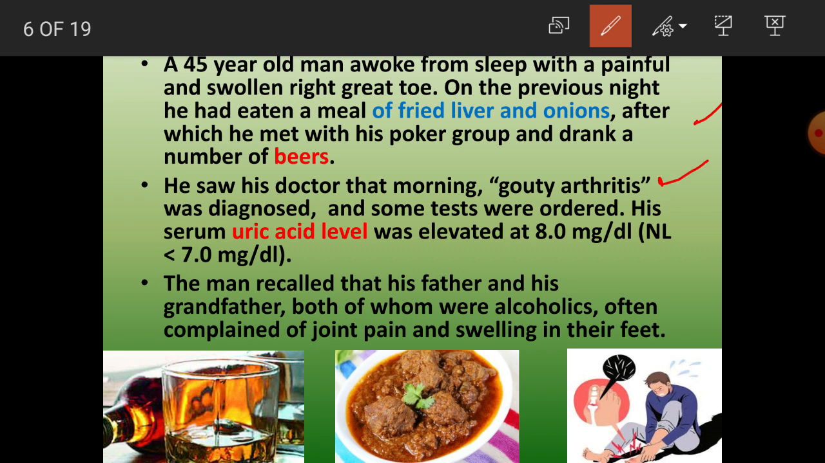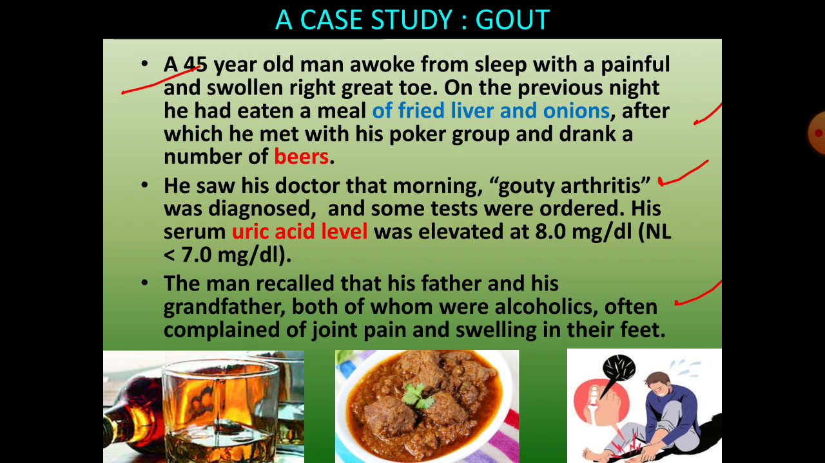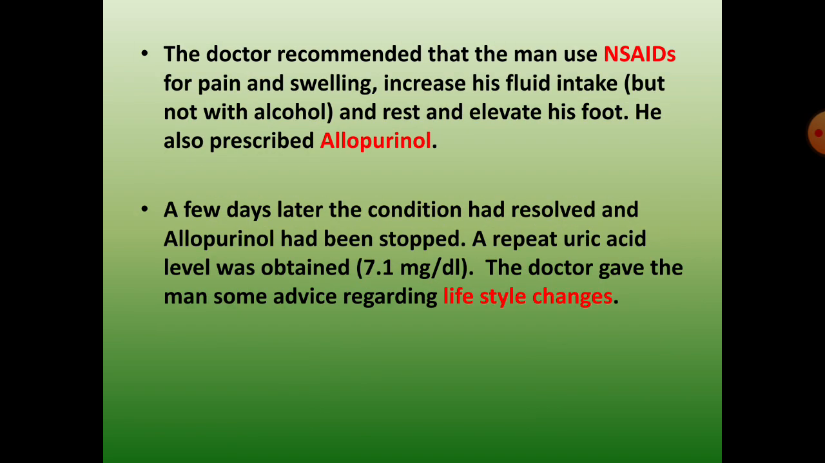His serum uric acid level was elevated and was found to be 8 milligram per deciliter, and of course the age is also important, a 45-year-old man. So in the middle age group, late middle age group, it is seen. The man recalled that his father and his grandfather also had a similar problem. They were also alcoholic and they also had similar types of complaints. So this is a very typical case of gout.